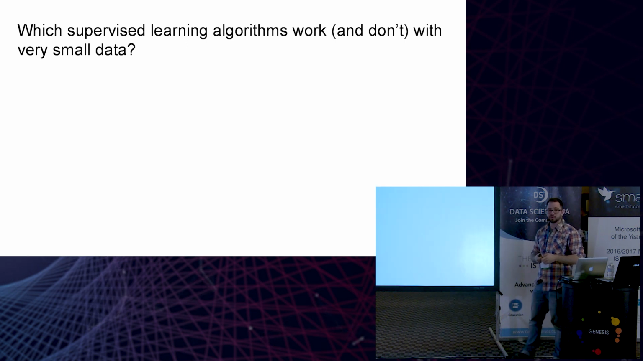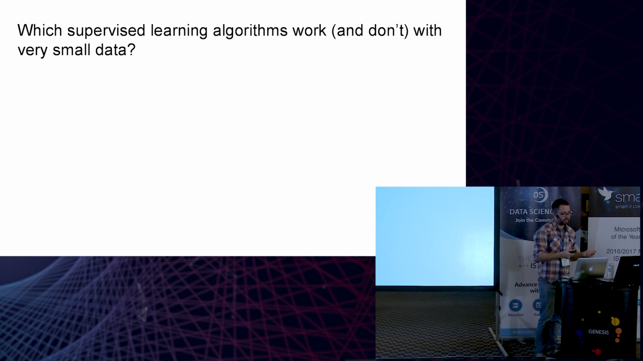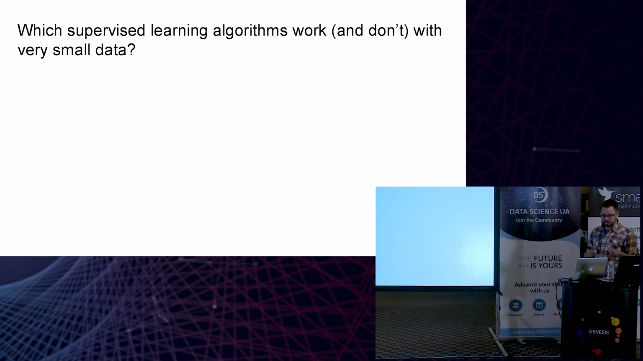And the third problem is also how to do feature selection. How do you select features, again, when you have such small data, without overfitting?